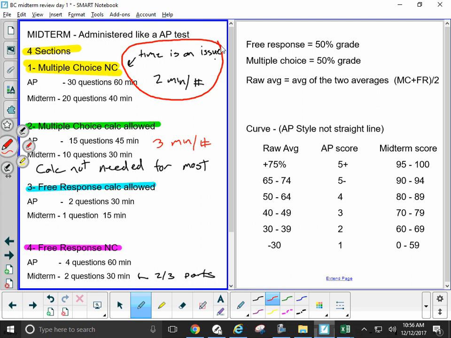The multiple choice calculator allowed. On the AP exam, you have 15 questions to do in 45 minutes, so that's 3 minutes per question. On the midterm, you'll have 10 questions to do in 30 minutes.